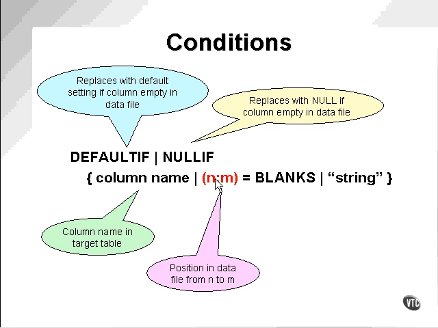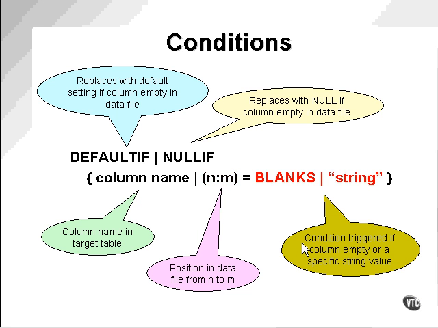You can also use positional data. In other words, if the input file between position n and m contains x, do something with it. You can replace the value triggered by the condition, default if or null if, based on the fact that the value in the input data file is blanks, there's nothing there, or you've got a specific string in that value in the input data file. That's how the default if and null if conditions work as applied to each column.